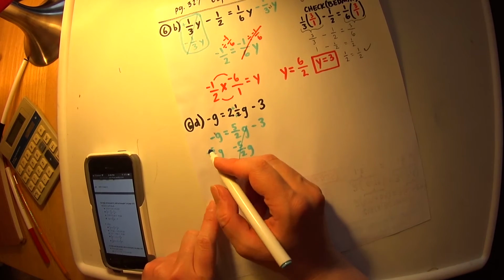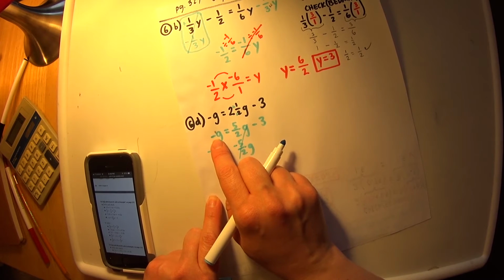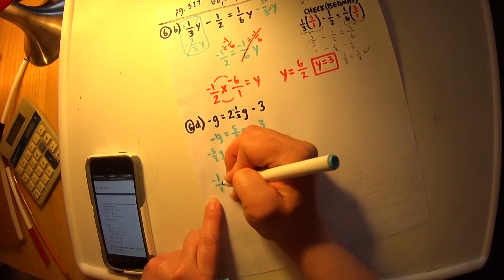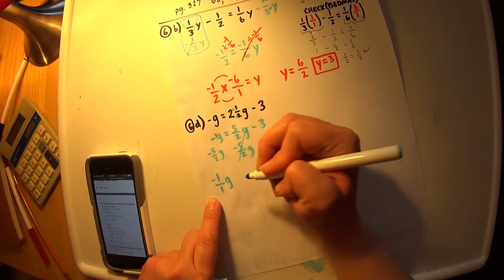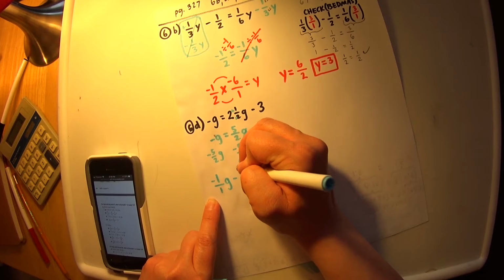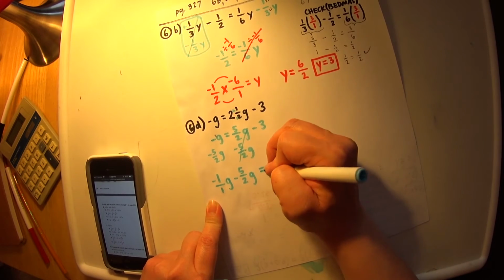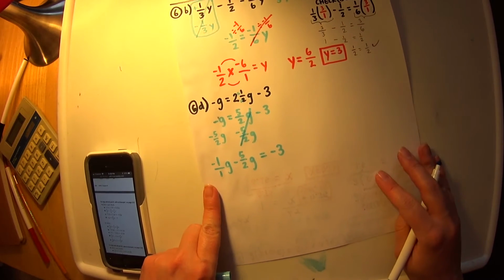So here's what I end up with. Just keep in mind that if you have no numerical coefficient, that means it's the invisible one. So that would be a negative 1 over 1, because you can put any whole number over 1 to make it a fraction. So negative 1 over 1 G minus 5 over 2 G equals, this is gone, so just negative 3 there.